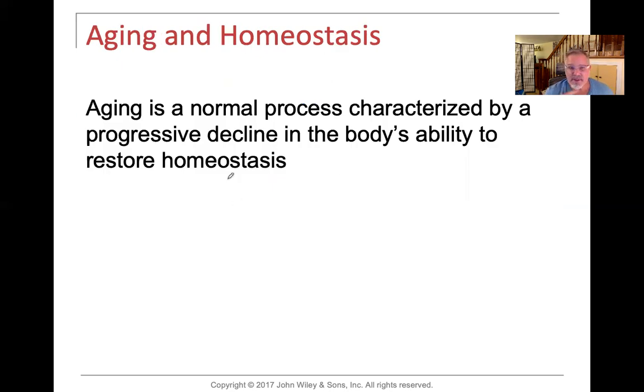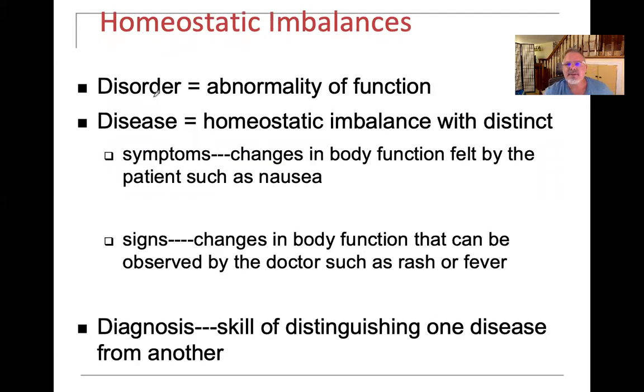And to finish up, in terms of aging and homeostasis, it's one of those common things that we know, that as people age, some of the processes start to slow down. They start to decline. The body's ability to heal, the body's ability to restore homeostasis just takes a little bit longer. These terms: disorder is just any abnormality to function, right? You have order and then disorder. You have ease, then you have dis-ease, which is a homeostatic imbalance with distinct signs and symptoms.